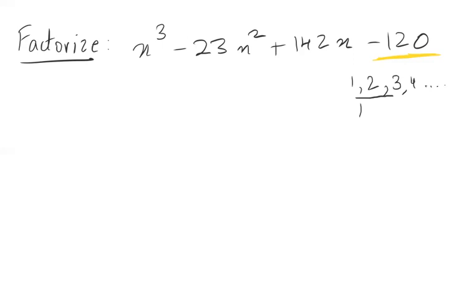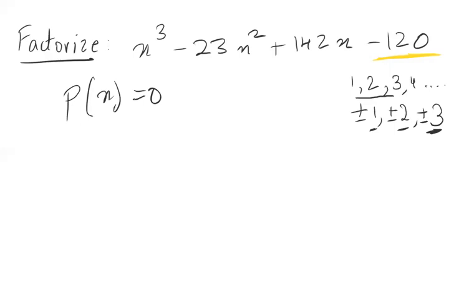This is plus and minus 1. That means even minus 1, because minus 1 would also reach minus 120, and plus and also minus 2, and plus also minus 3. So now we need to put these values, and whichever will satisfy this equation, whichever will give me a p of x equal to 0, I have to use that.